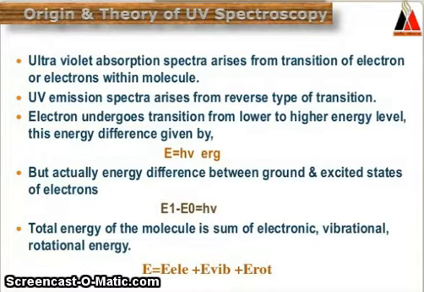Origin and theory of UV visible spectroscopy. Ultraviolet absorption spectra arise from transitions of electrons within a molecule. UV emission spectra arise from the reverse type of transitions. An electron undergoes transition from a lower to a higher energy level, and this energy difference is given by E equals h nu. Actually the energy difference between ground and excited state of electrons, E1 minus E0, is equal to h nu. So the total energy of a molecule is the sum of electronic, vibrational and rotational energy.